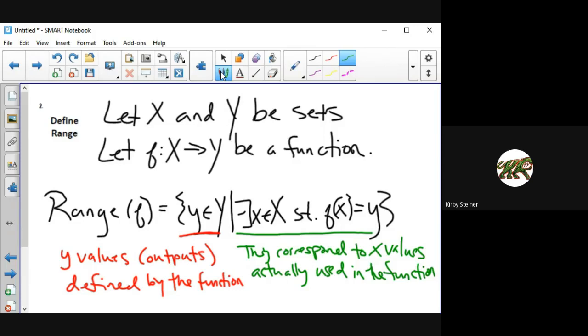So the range of f equals the set of y in Y such that there exists an x in X such that f(x) = y. We're looking at the y values defined by the function that correspond to x values actually used in the function. This point of actually used in the function is going to play a key role, and we'll see that going forward in some of the sample problems.